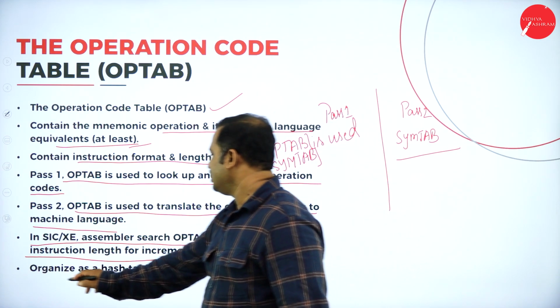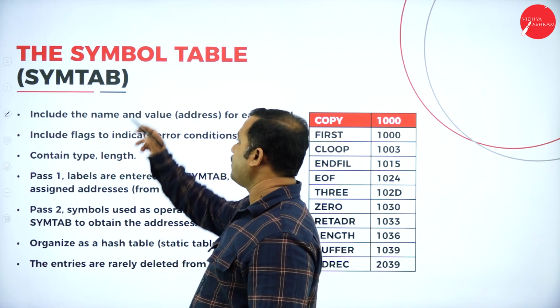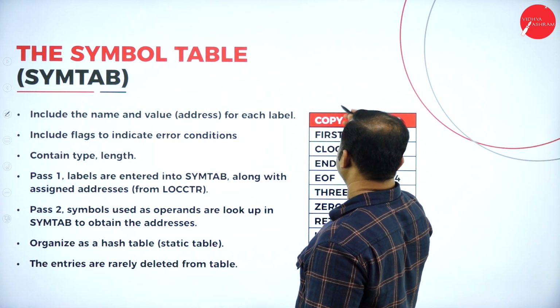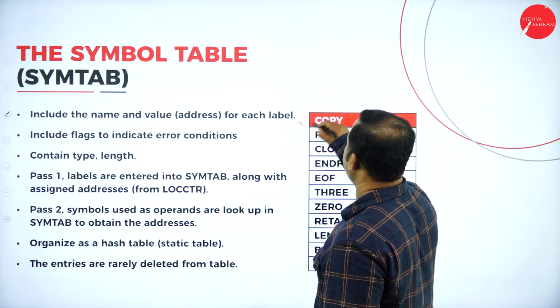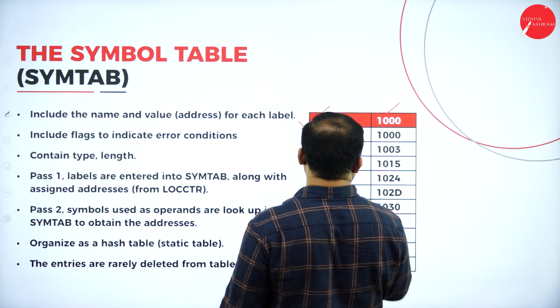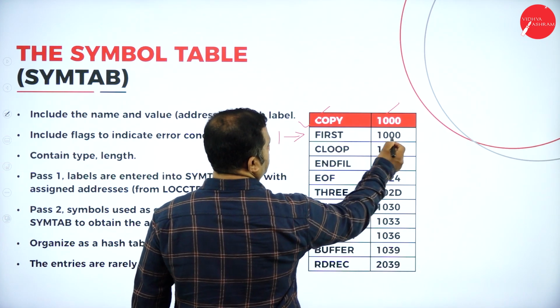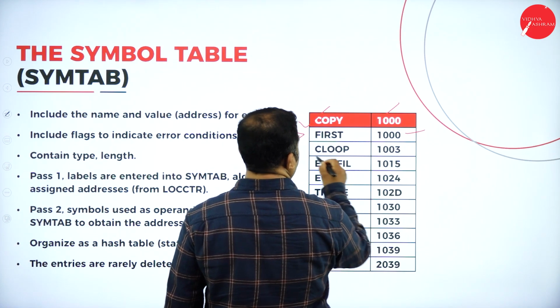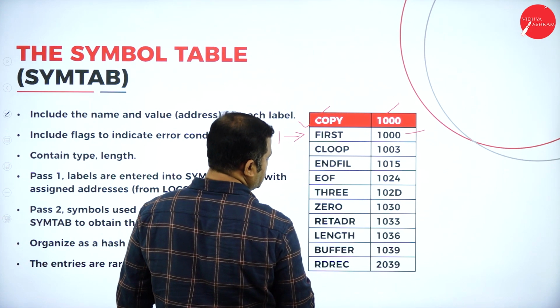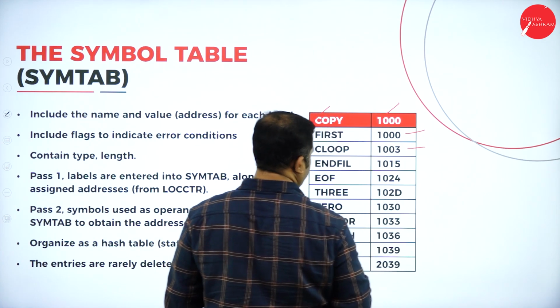Next, organize a hash table, which is also called a static table. Then SymTab. This is how the SymTab is followed. This is the name of the program, which begins with the address 1000. The first instruction begins at address 1000. Where is that CLOOP? It is defined here, at 1003.